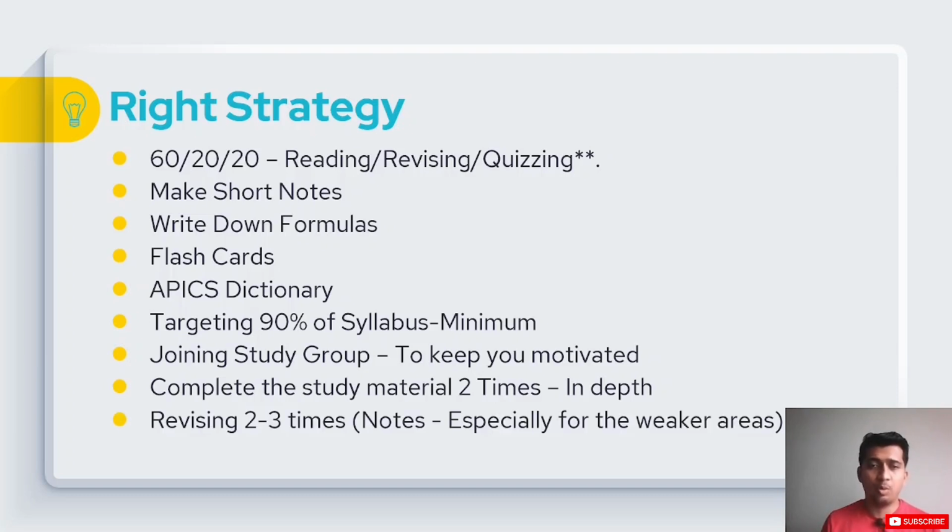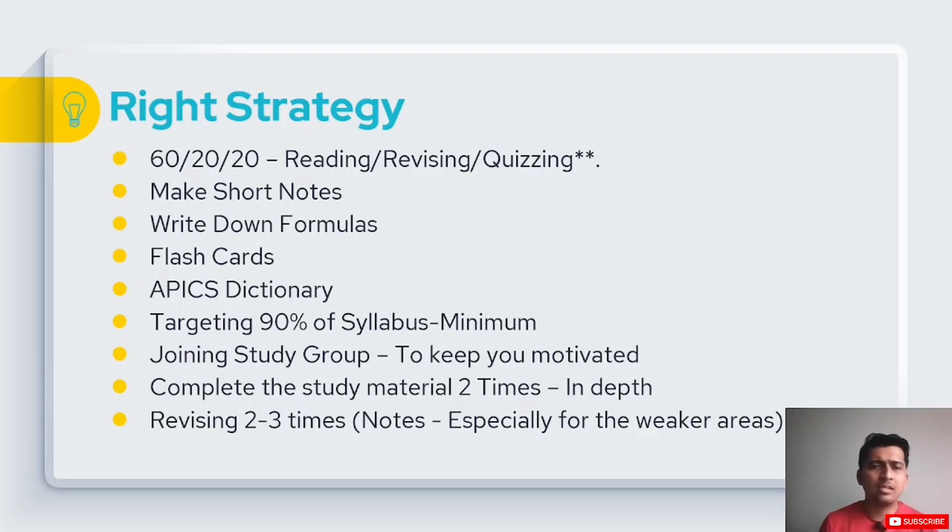And last is the revision. How many times should you revise? Revise 2 to 3 times before appearing for the exam. Especially whenever you give quizzes, note down which area or which section of the book you are getting a low score in. Write it down, so revising those sections becomes all the more important.